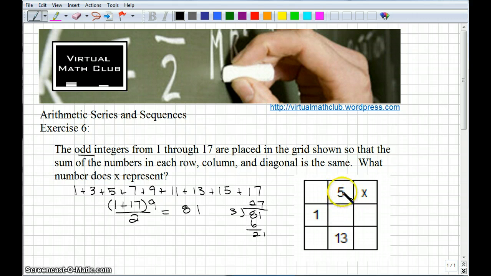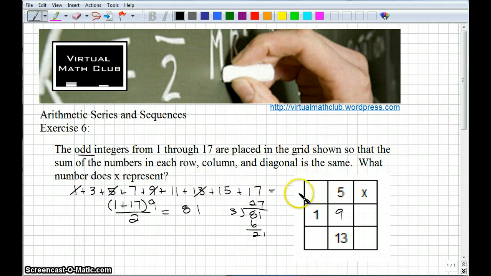Here in this column we have 5 and 13, which adds up to 18. So to make that column add up to 27, we know that this number has to be a 9. Now I listed all these out for a reason, and that was because I wanted to be able to mark off the numbers that we've already used. So we've used 1, we've used 5, we've used 13, and now we've used 9. So let's take a look at what we have left.